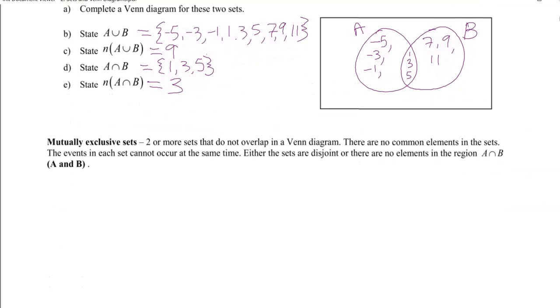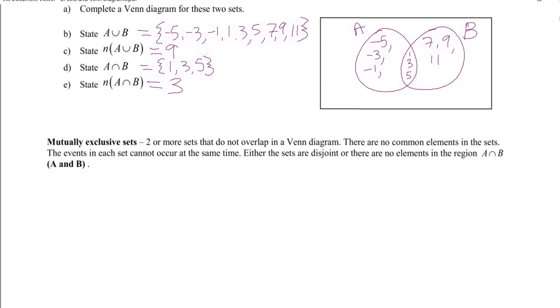Mutually exclusive sets. 2 or more sets that do not overlap in a Venn diagram, meaning there are no common elements. The events in each set cannot occur at the same time. So you just think about it, if we were describing an event in words, then these events would not be able to occur at the same time. So like if I said we have a heart or a black card, we would say those can't both happen. You can have a heart or you can have a black card, but you can't have both.